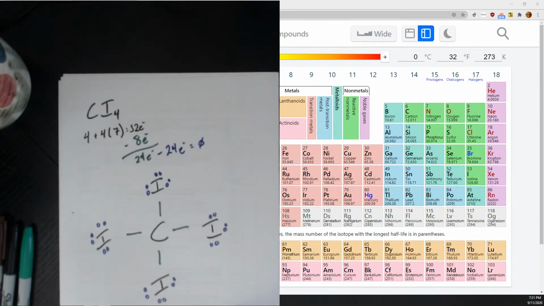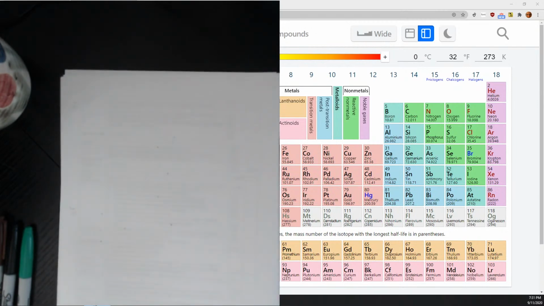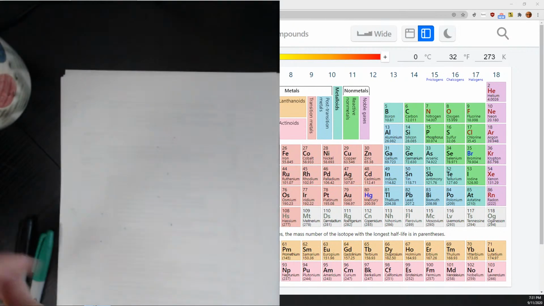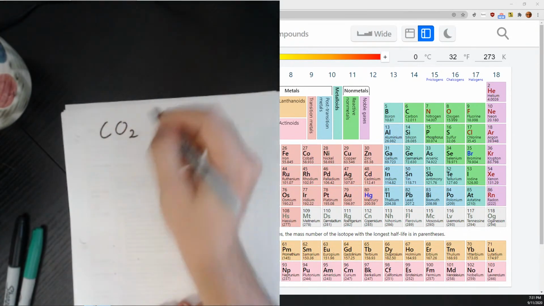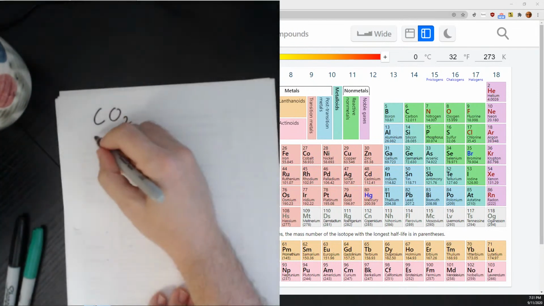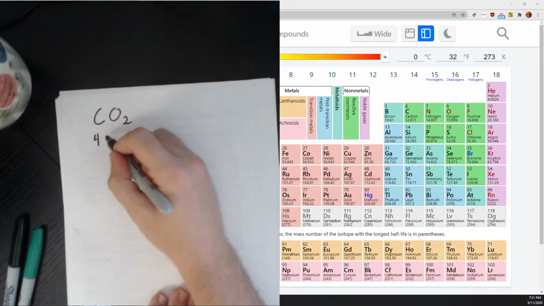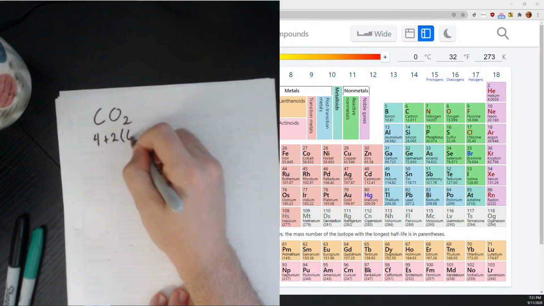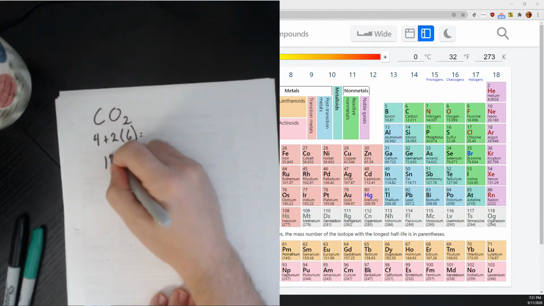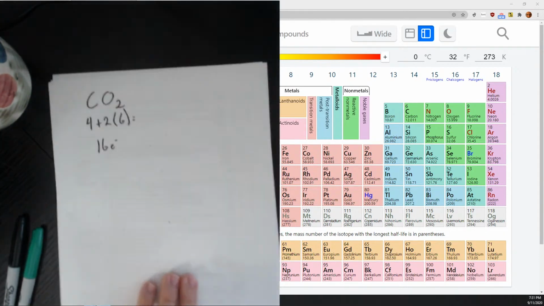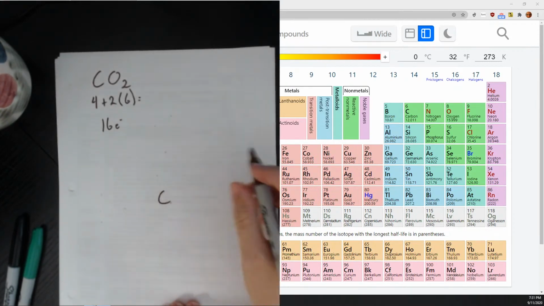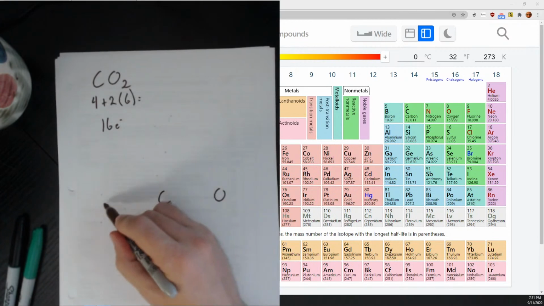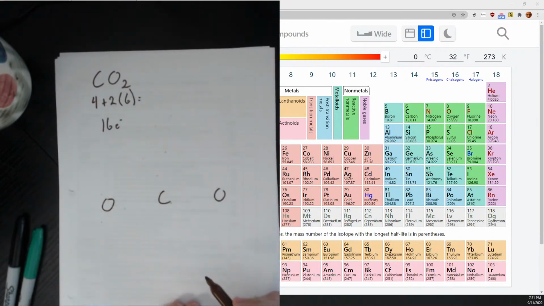I've already mentioned carbon dioxide once, so let's go ahead and take a look at that. So carbon dioxide, CO2. Carbon gives us 4 electrons. Each of our oxygens gives us 6, for a total of 16 electrons. Once again, carbon is going to go in the middle. We're going to put oxygen on either side.